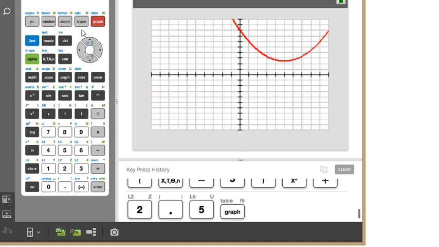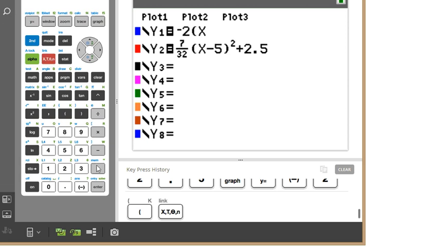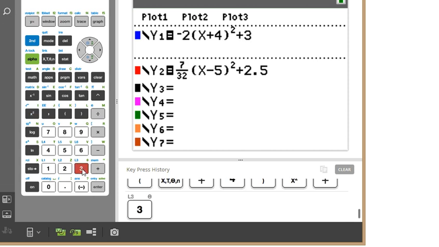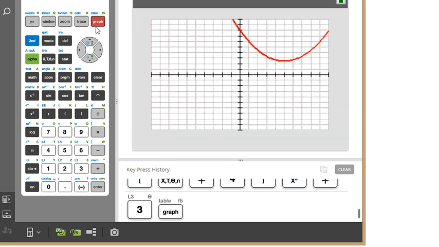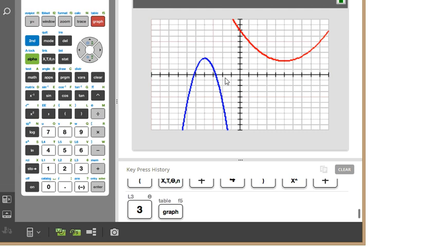Go to the calculator. We'll put in -2 times quantity x plus 4 squared plus 3. That should get it. We graph. We see we have our vertex at -4, 3. We're opening down. Our one other point was, make sure we have it, -2, -5. So if we go to -2 and then down 5, we hit that.